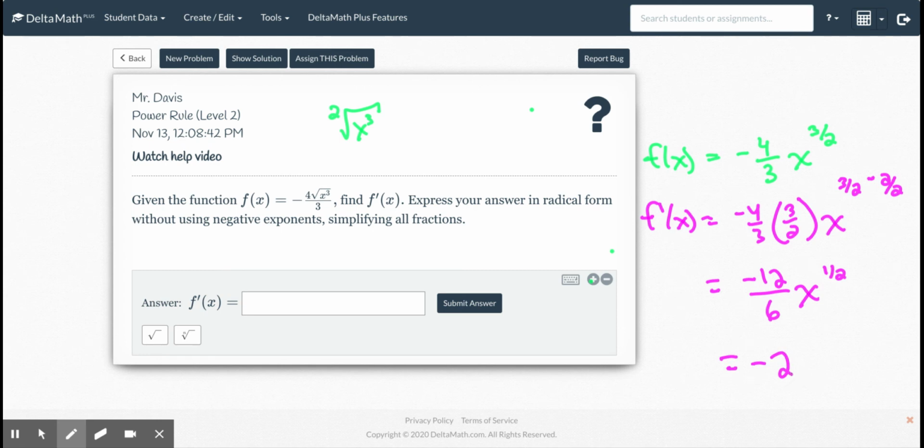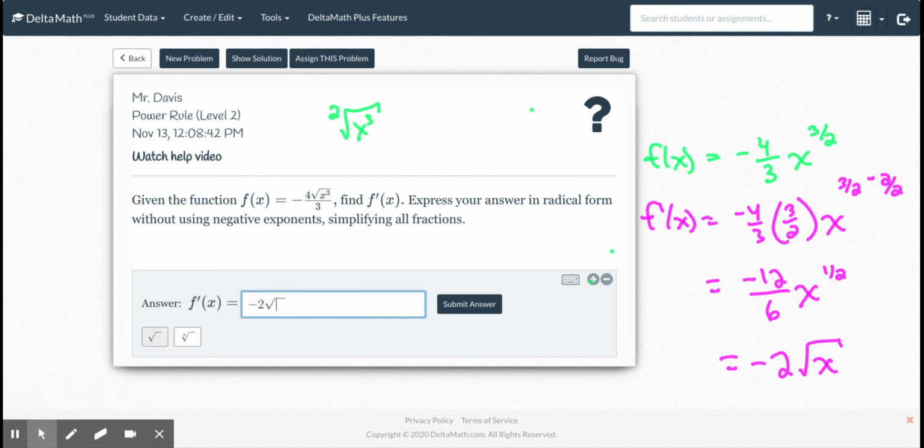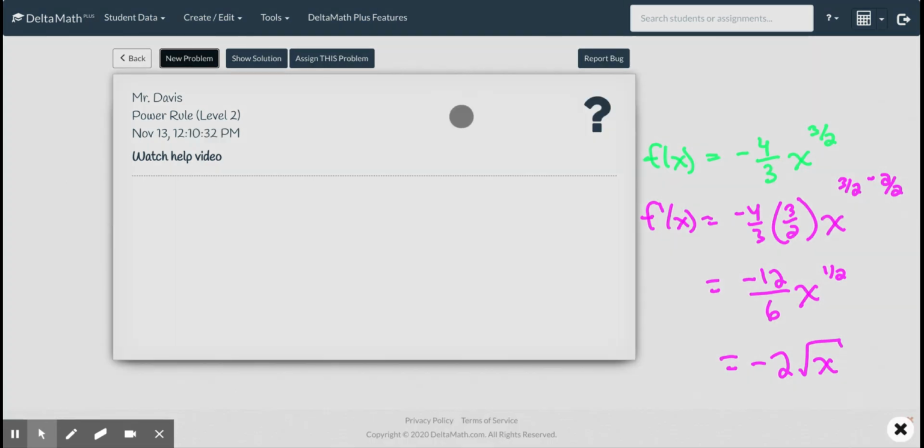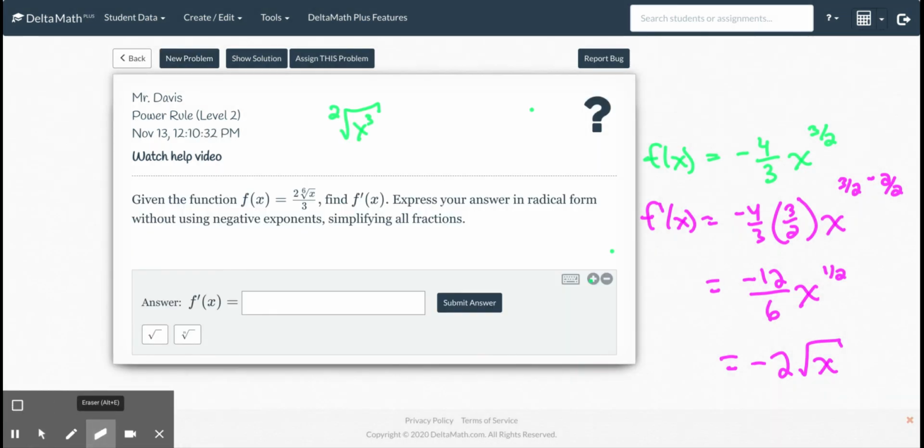And then x to the 1/2, there's no negative, so that's great. We don't have to worry about that. But we do need to turn that back into root form. The 1/2 power is just the square root of x. So this one would just be negative 2 square root x as our solution. Let's go ahead and do a couple more.